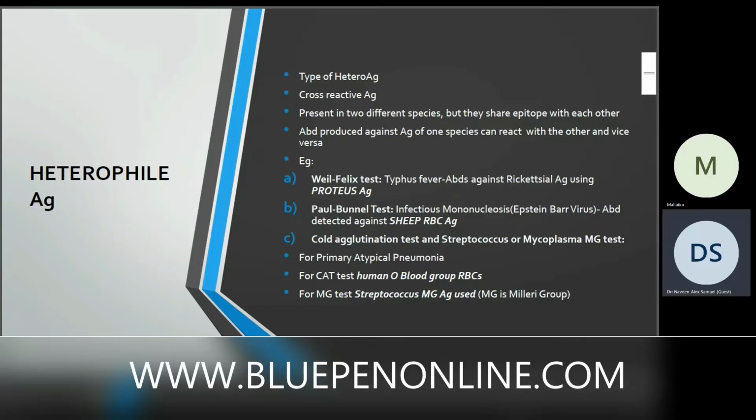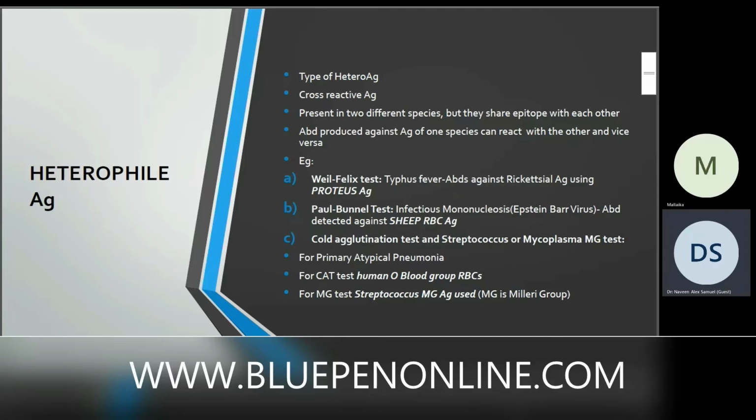Cross-reactive means the antigen of one species is used for the detection of the antigen of a different species. That's why it's called a cross-reactive antigen. It's present in two different species, but they share the same epitope. Epitope, I told you, is the antibody binding site on the antigen. These two antigens have the same epitope, so they help in identifying the different antibodies. So an antibody produced against an antigen of one species can react with the antigen of a different species having the same type of epitope. Examples are the Weil-Felix test and the Paul Bunnell test.